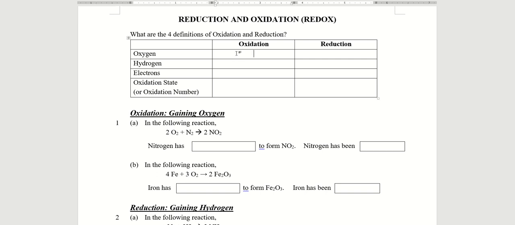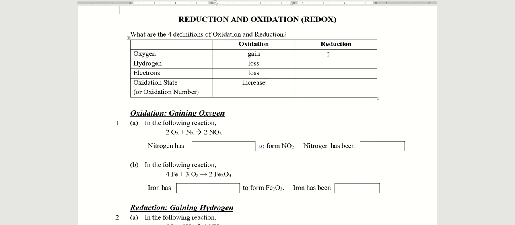As you may already know, we can define oxidation and reduction in 4 different ways. Oxidation can be defined as a gain in oxygen. Oxidation can also be defined as a loss of hydrogen. Oxidation can also be defined in terms of electrons. So oxidation is a loss of electrons or an increase in the oxidation state of a substance.